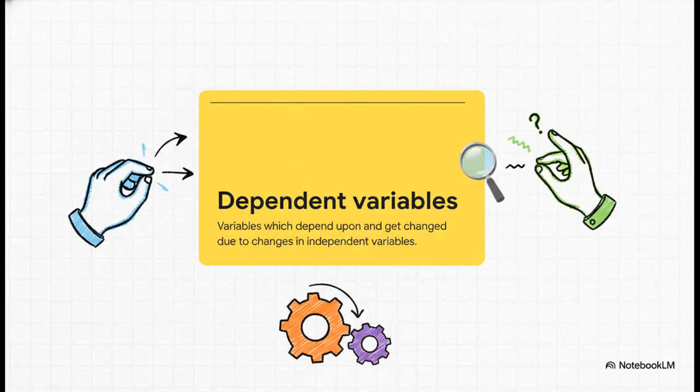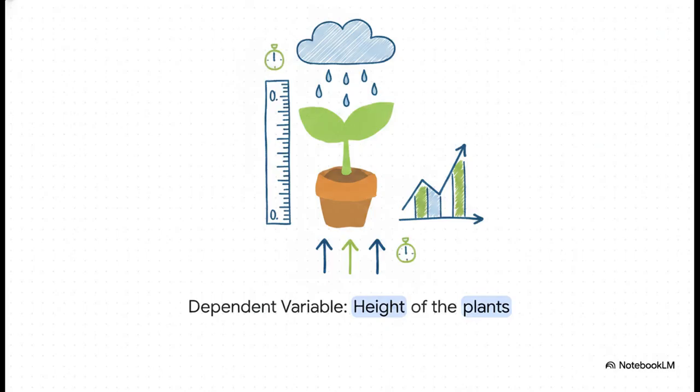Next, we have the dependent variable. And just like the name suggests, this factor depends entirely on the independent variable. It changes as a direct result of the tweaks you just made. If the independent variable is the action you take, the dependent variable is the reaction you're sitting back and waiting to measure. So, looking at our potted plant again, the dependent variable here is the height of the plant, measured at specific intervals. I mean, you can't just command a plant to grow taller, right? You have to wait and see how it reacts to the environment you gave it. Its growth directly depends on that water we just talked about. You manipulate the water, and then you measure the height.